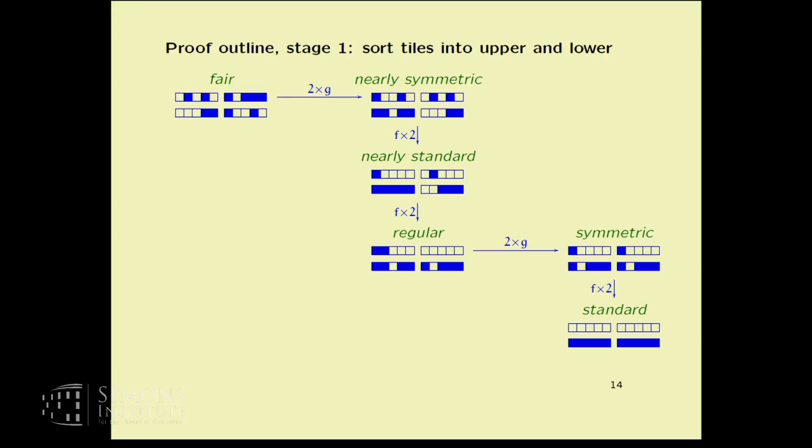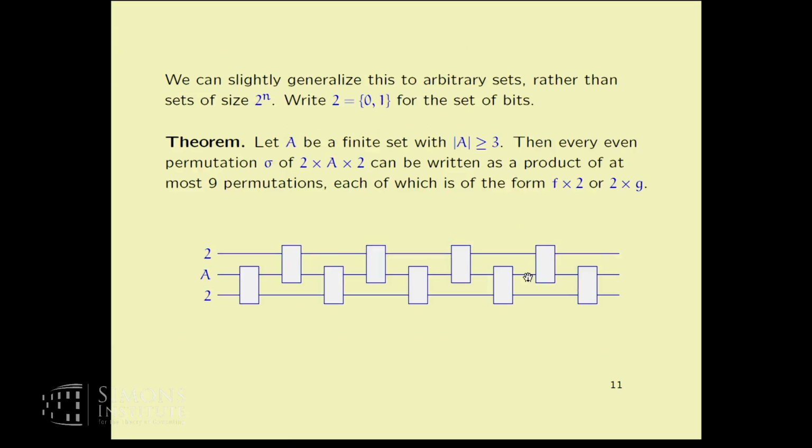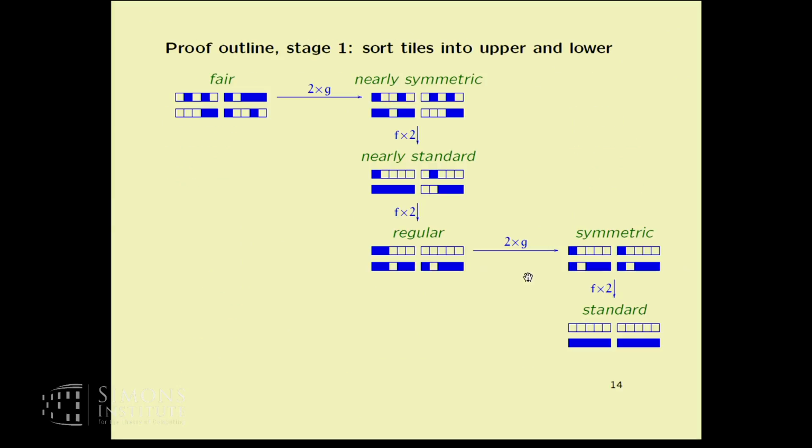We're going to say it's nearly standard if it's standard except possibly for 4 columns, okay? So here this one and that one isn't standard. If there are at most 4 counterexamples, then we say it's nearly standard. And you can prove that every nearly standard thing can be transformed to a regular thing with a vertical permutation. And then we say it's nearly symmetric if it's symmetric except maybe in 4 places. And finally, we say it's fair if it has an equal number of white and blue tiles, because surely that is a necessary condition for being able to reach the final state from the initial one.